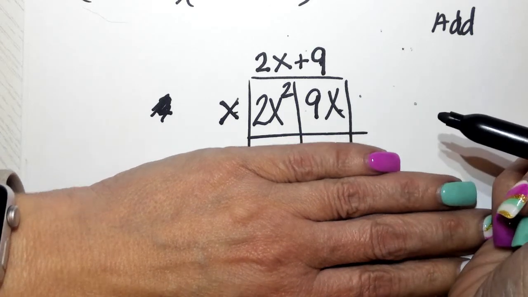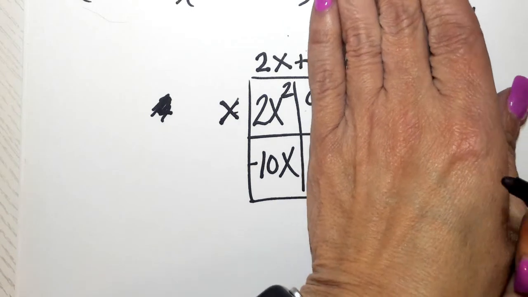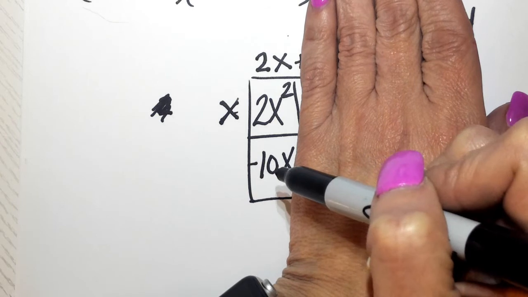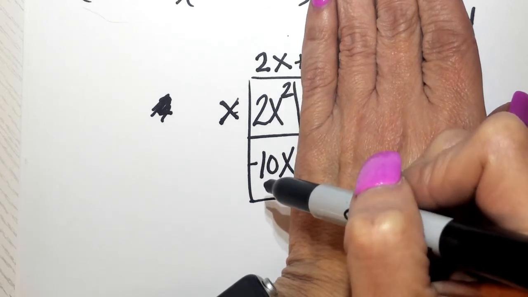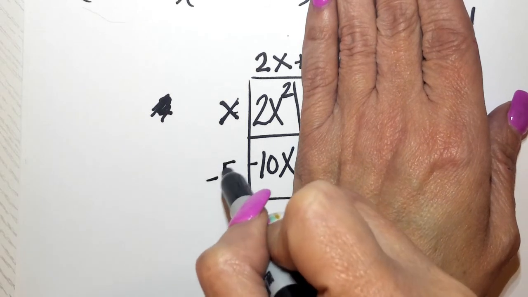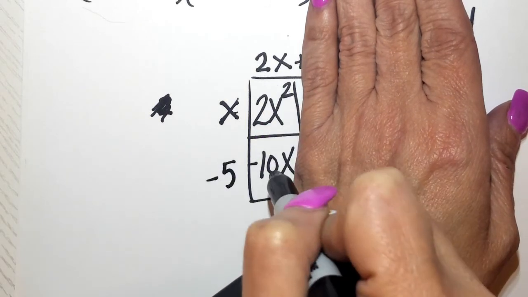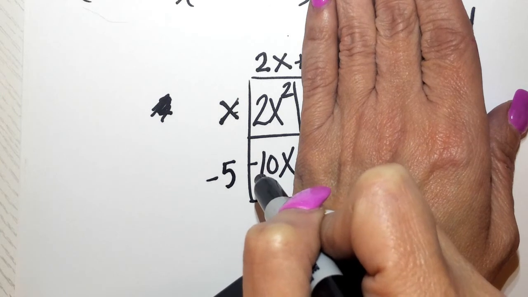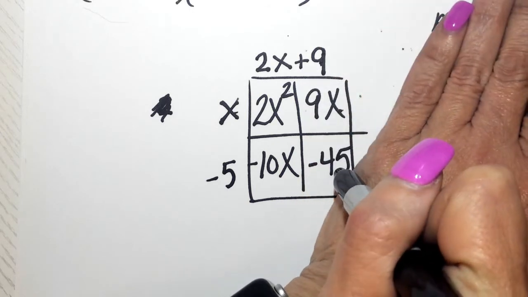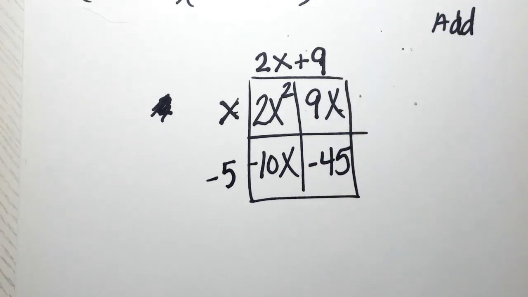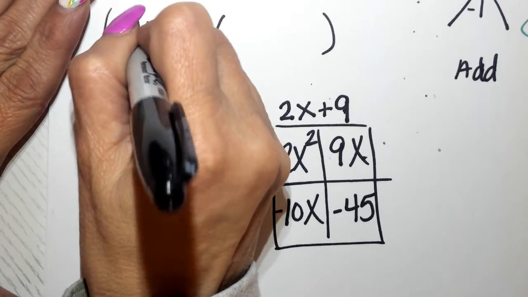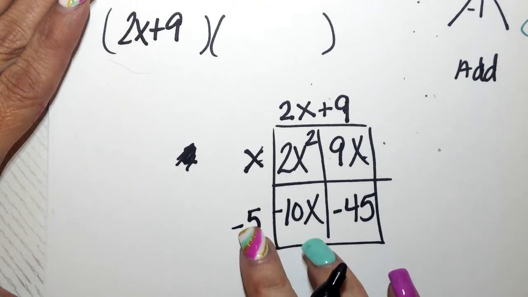Now when I move my hand, let's see if we can do the bottom. So let's focus here. 2 times what here would give me negative 10? 2 times negative 5, right? So if I put a negative 5 right here, 2 times negative 5 would give me negative 10. Now let's check. Negative 5 times 9 would give me negative 45, and it worked. So what are these factors? 2x plus 9 and x minus 5.